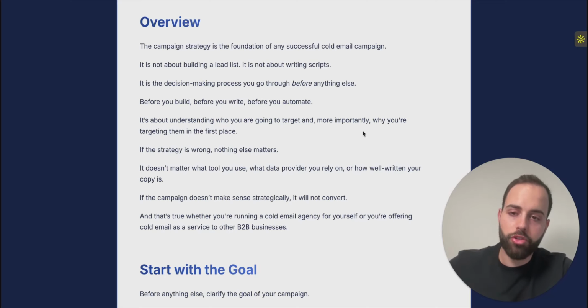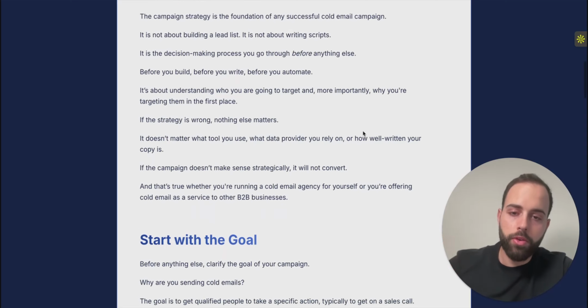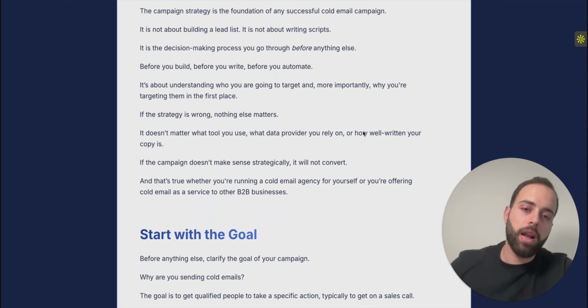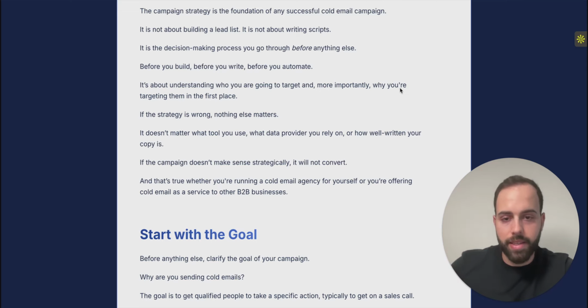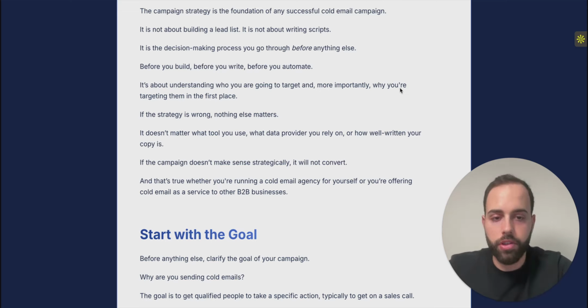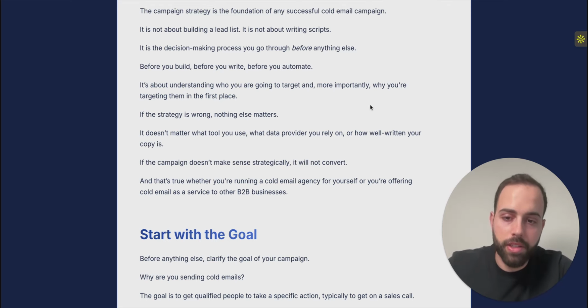Because if the campaign strategy is wrong, then nothing else matters. It doesn't matter what tool you use, what data provider you rely on, or how well written your copy is. If the campaign doesn't make sense strategically, then it's not going to convert. And that's true whether you're running a cold email agency for yourself or whether you're offering cold email as a service to other B2B businesses.